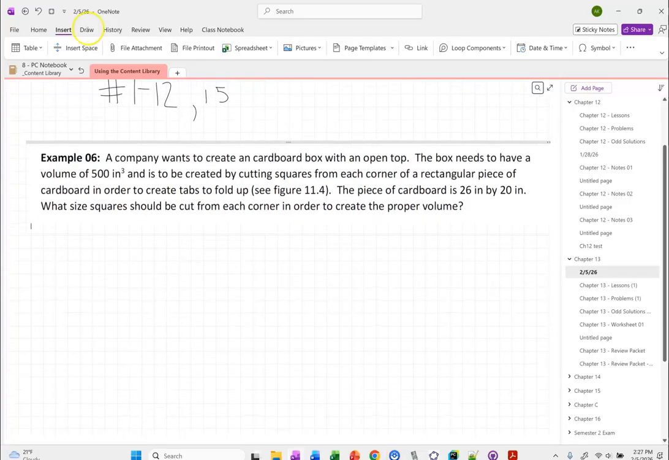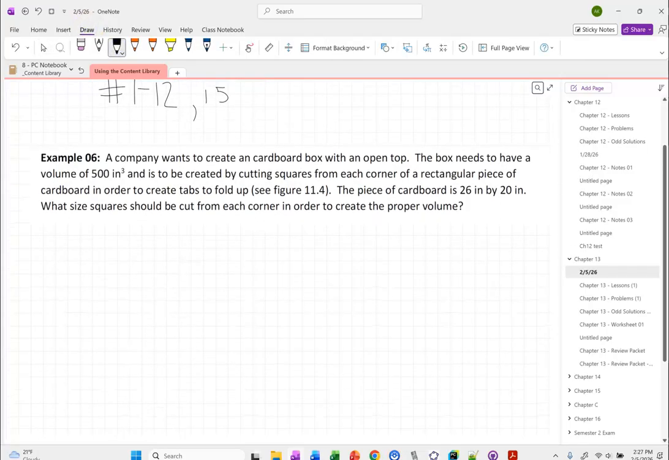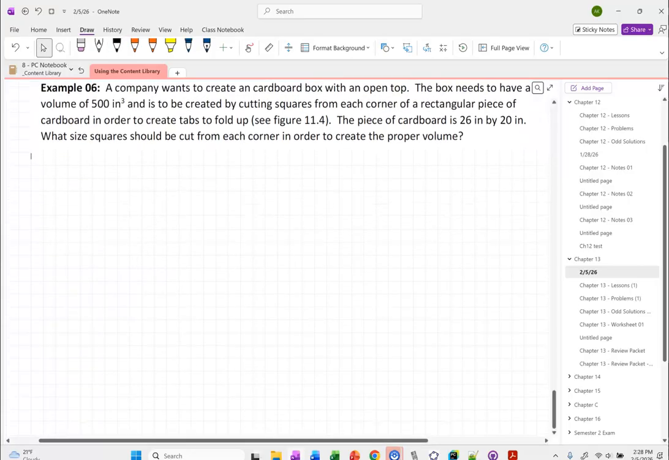This says that a company wants to create a cardboard box with an open top. The box needs to have a volume of 500 cubic inches and is to be created by cutting squares from each corner of a rectangular piece of cardboard in order to create tabs to fold up. The piece of cardboard is 26 by 20 inches. What size squares should be cut from each corner in order to create the proper volume?